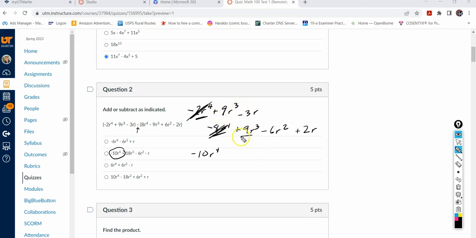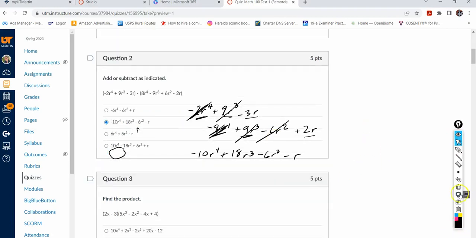9r cubed plus 9r cubed is 18r cubed. Minus 6r squared. And minus 3r plus 2r is minus r. Okay. And so our answer is that second one there.